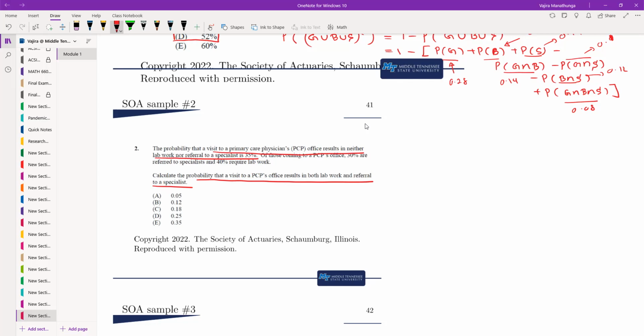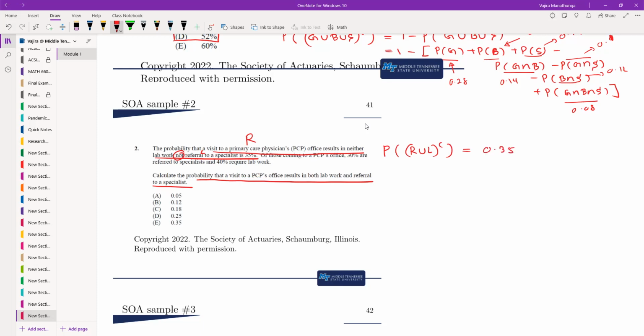If I use P for physician and L for lab work, I would get probability P. Let's use a different letter because I don't want to use P again. Let's use R for referral to specialist. So the probability of none of this means R union L complement. That's what the word "neither" means. No lab work, no referral. That's given as 0.35.